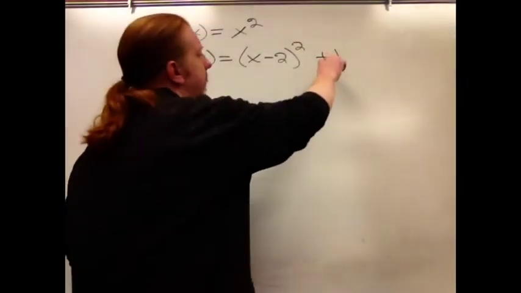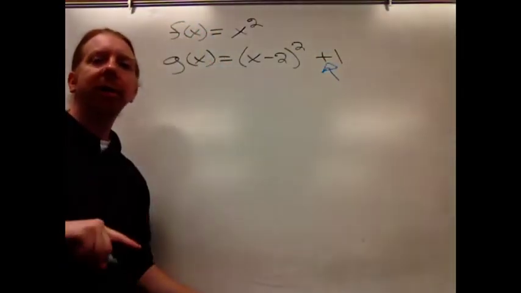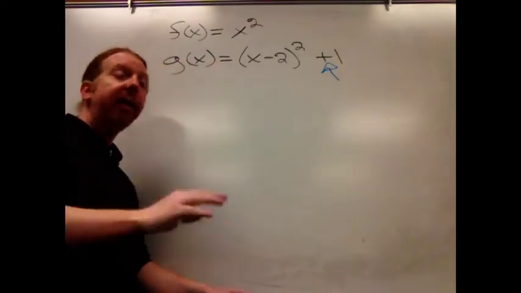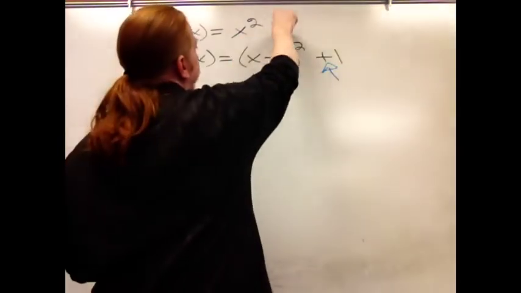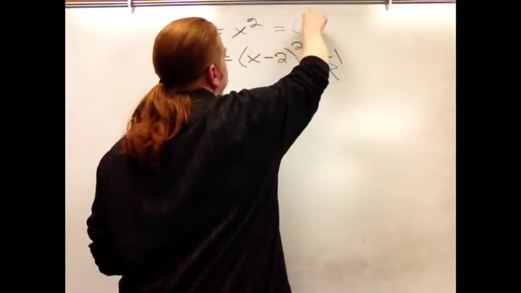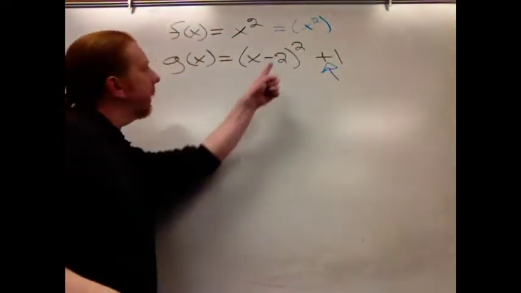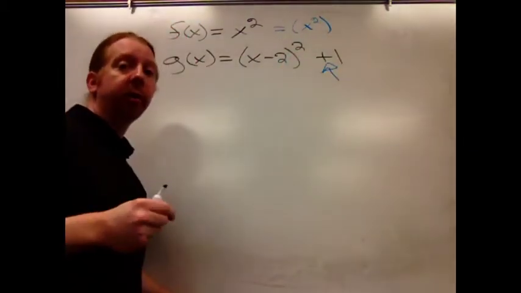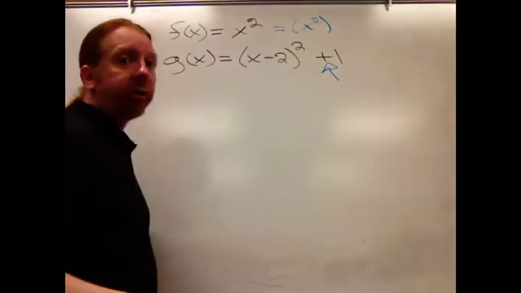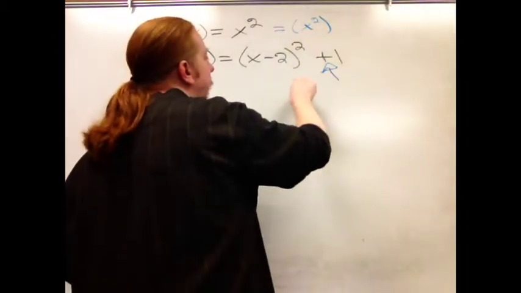For example, I have a plus 1 on the outside. Anything outside of the parentheses of my original, because effectively this is like saying parentheses x squared, and I can see there's my square there, is going to be a vertical change. What you see is what you get when it's a vertical change, so plus 1 means up 1.